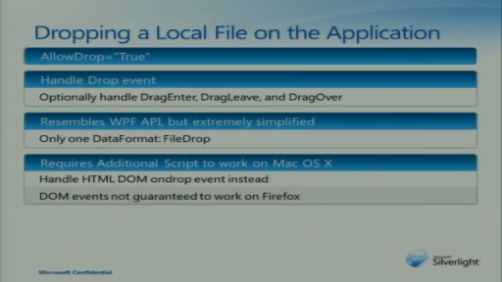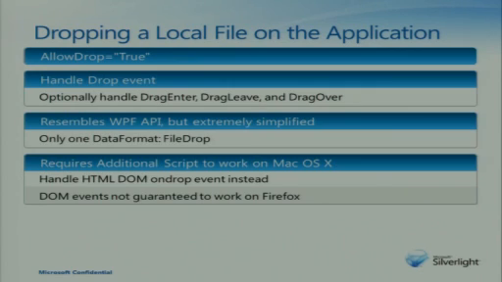So the first thing we need to do is turn on drop support. We have to set the AllowDrop property to true on an element in the user interface. Without that, Silverlight's not going to respond to the drag. So if the user tries to drag something onto the application, they're just going to see the little kind of no entry symbol to prevent things coming in. But if we allow drop, then we can handle the drop event itself, and we can optionally handle the ones that happen during the drag itself.